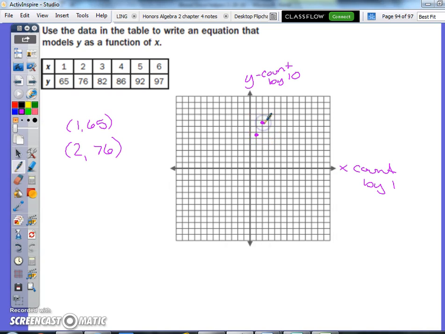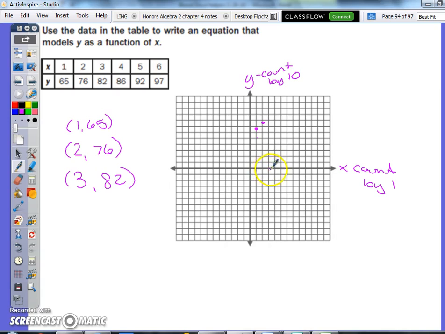I don't know. I think it might be wrong. Let me count again. Maybe the first one's wrong. Let's start over. First one. 1, 65. Okay. And 2, 76. There we go.